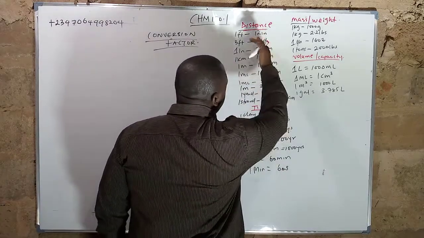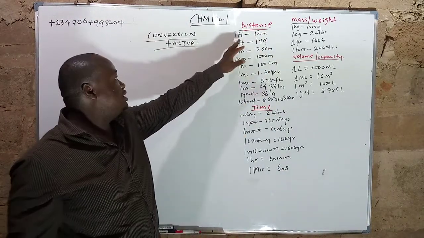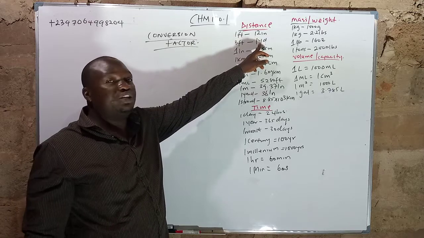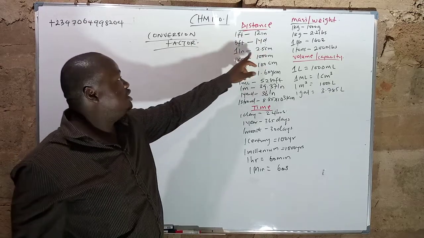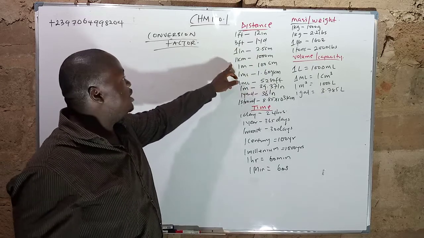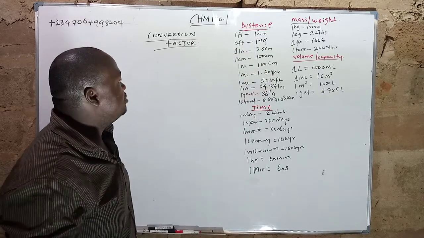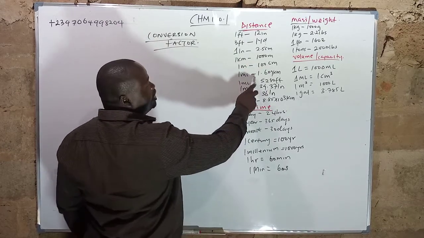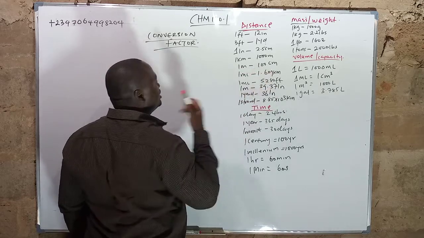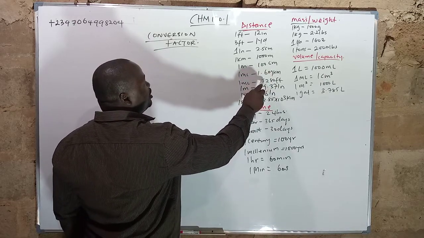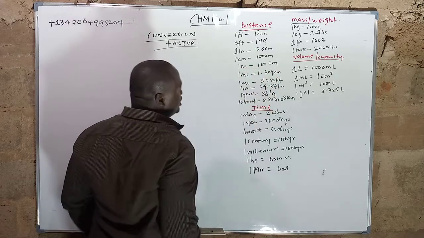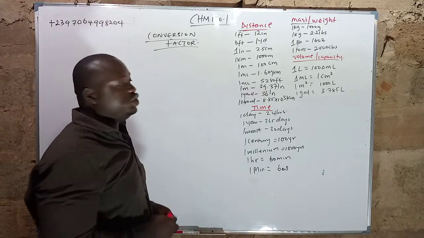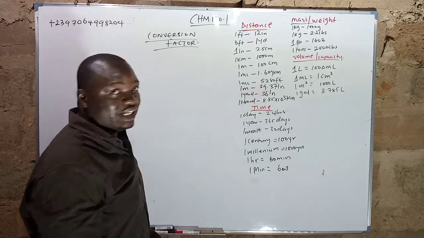commit it to memory. Once you're talking about distance, you can see that 1 foot is equivalent to 12 inch, 3 feet is equivalent to 1 yard, 1 inch is equivalent to 2.5 cm, 1 kilometer is equivalent to 1,000 meter, 1 meter is equivalent to 100 cm, 1 mile is equivalent to 1.609 kilometers. The same 1 mile is equivalent to 5,280 foot. 1 meter is equivalent to 39.37 inch. 1 yard is equivalent to 36 inch.